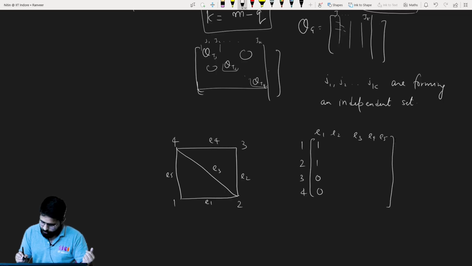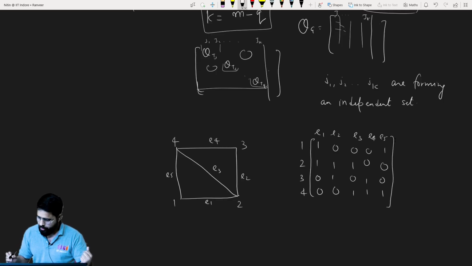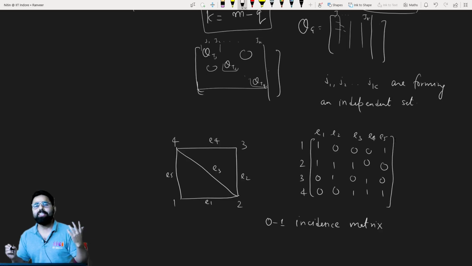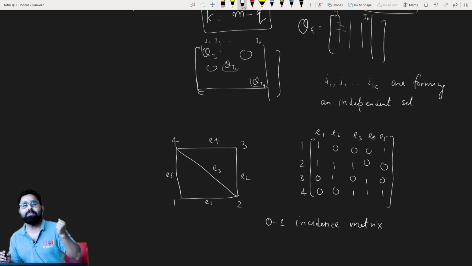E2 is falling on 2 and 3, rest is 0. E3 on 2 and 4, rest is 0. E4 is falling on 3 and 4. And E5 on 1 and 4. You see, a very simple one. This looks much simpler than the incidence matrix, so we will call it the 0 1 incidence matrix. This will help us in determining whether a graph is bipartite or not.